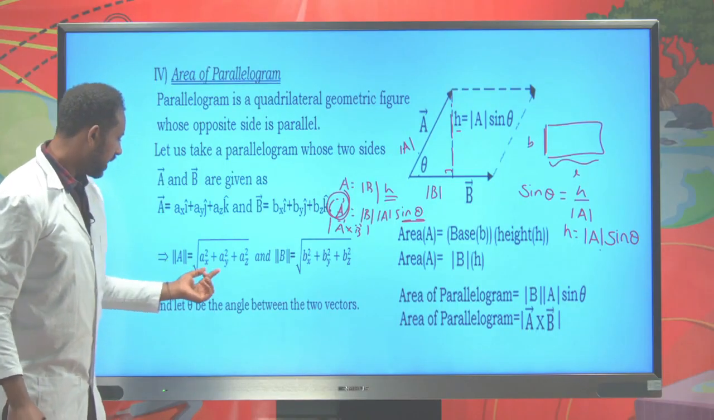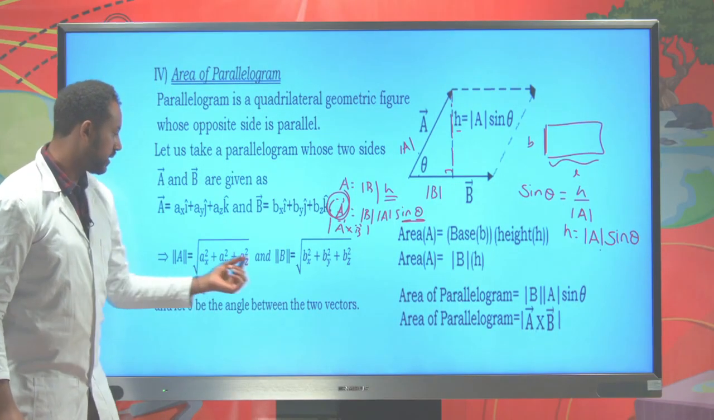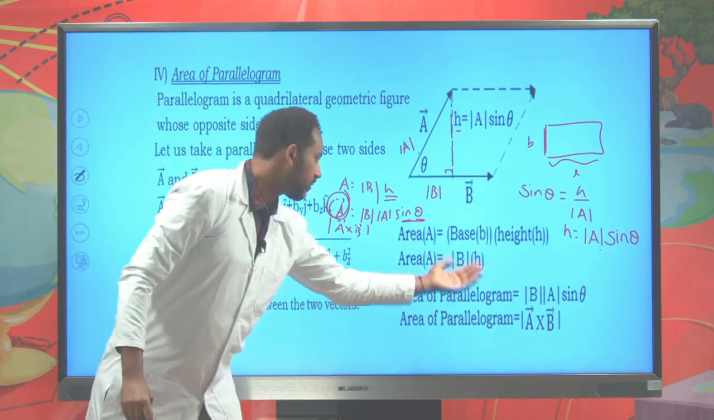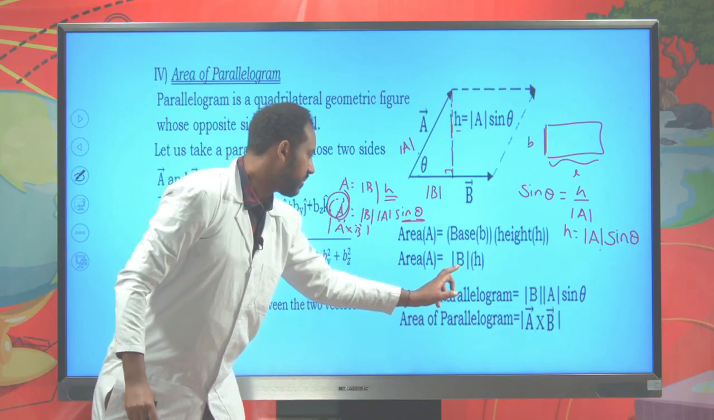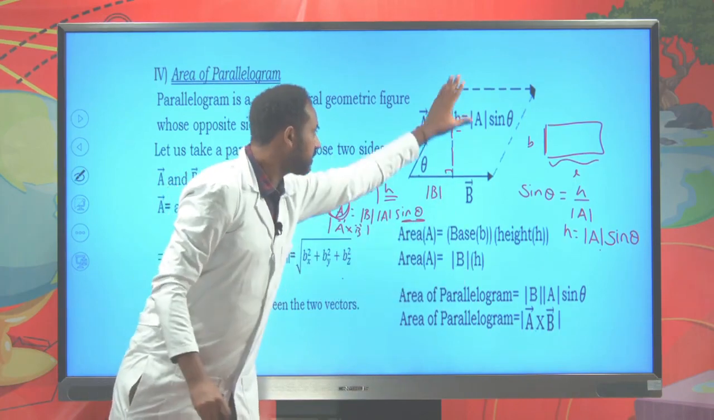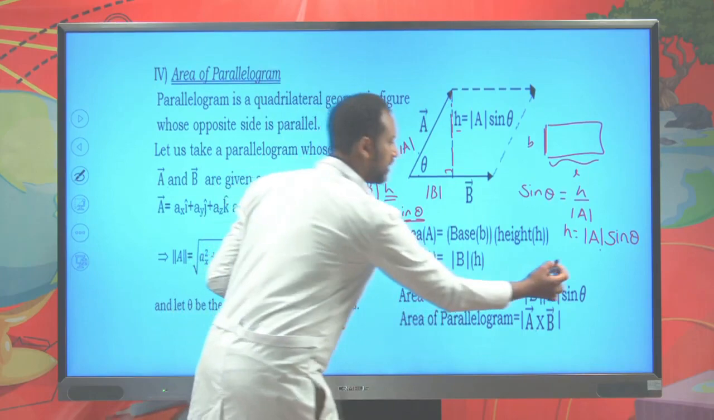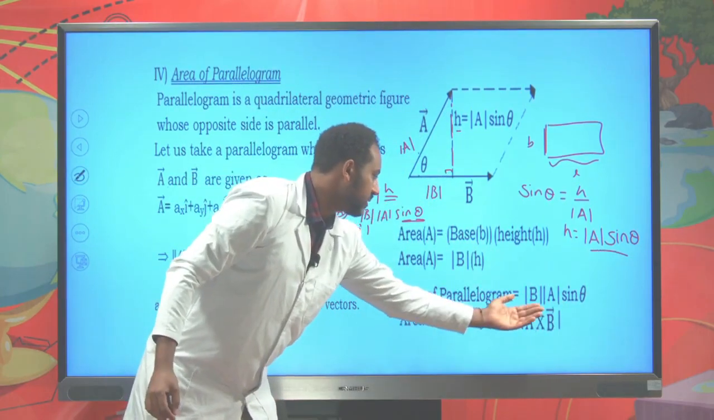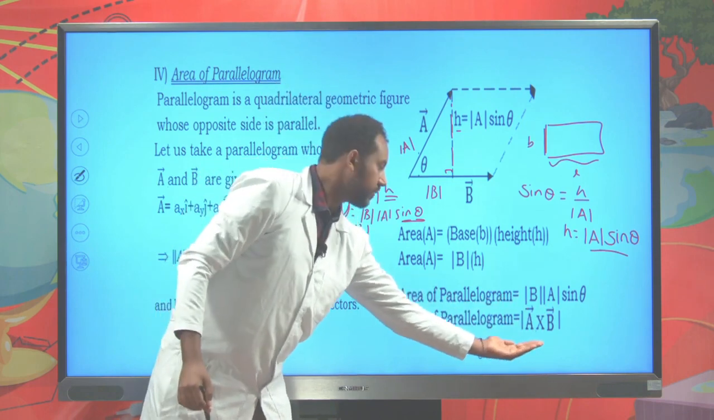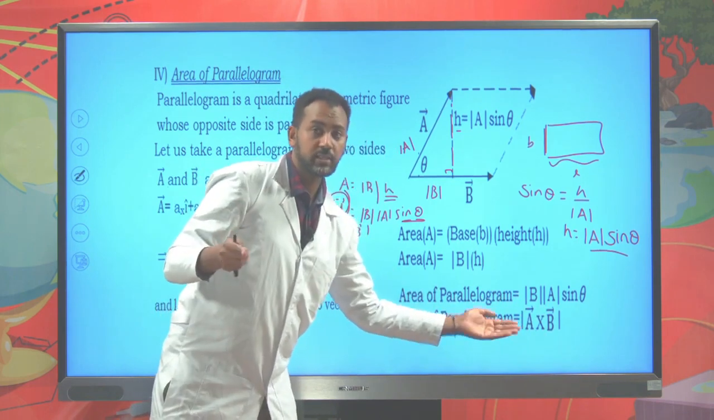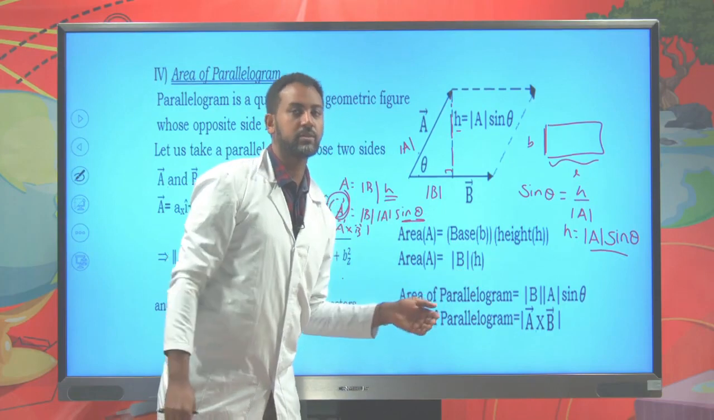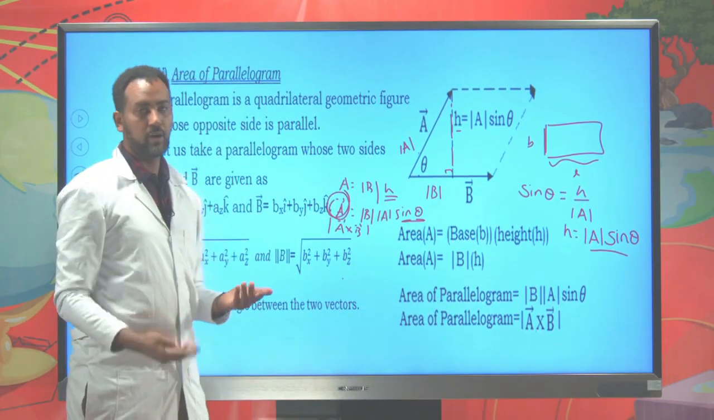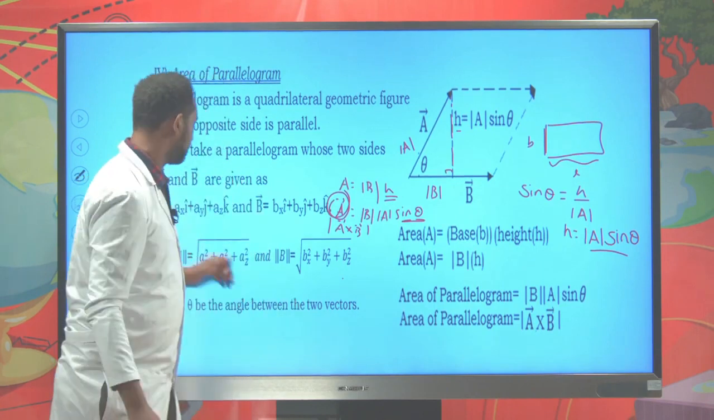Here, the magnitude of A can be determined as the square root of ax squared plus ay squared plus az squared. The magnitude of B you can determine with the same technique. And the area of the parallelogram can be given as the magnitude of B times the height. But the height, we have said, is the magnitude of A sine theta. A sine theta means you are determining the cross product of the two vectors, and when you determine the magnitude of the cross product, you find the area of a parallelogram.